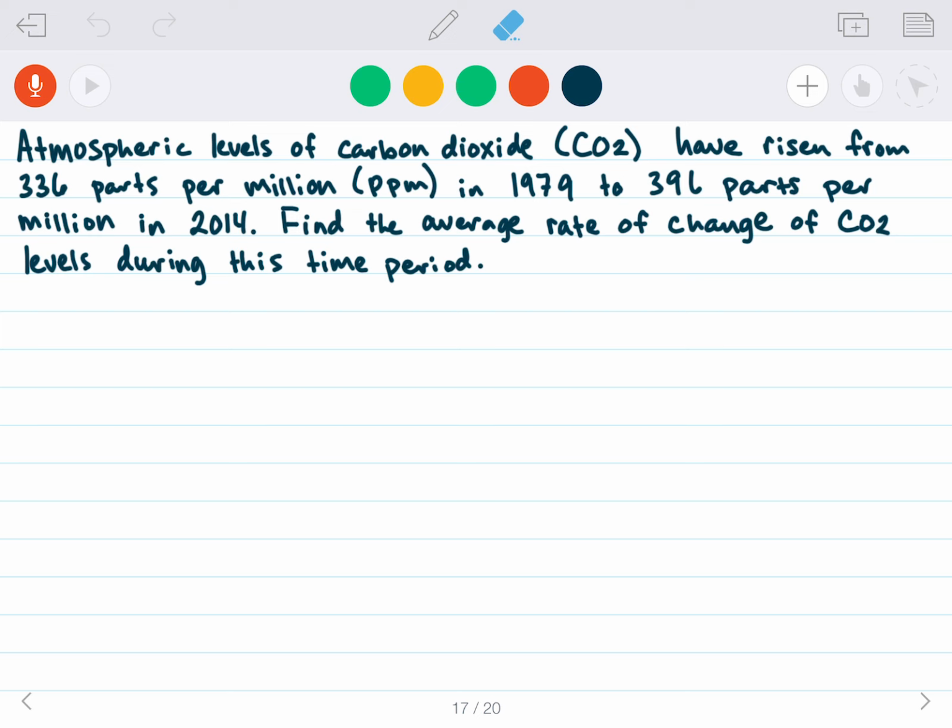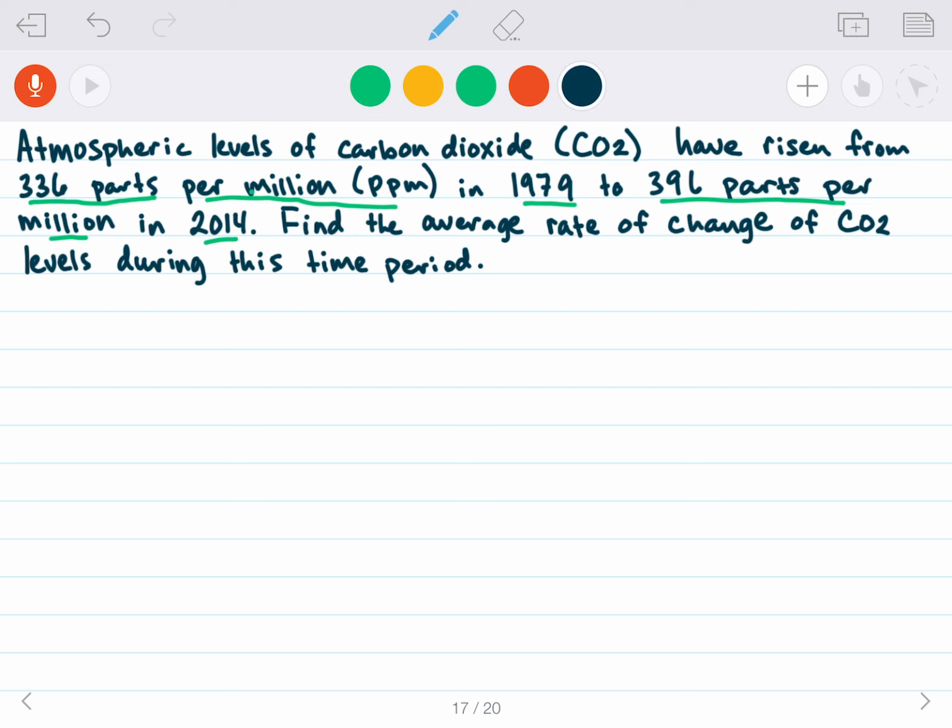All right, let's do some more real-world problems. It says atmospheric levels of carbon dioxide have risen from 336 parts per million in 1979 to 396 parts per million in 2014. And we want to figure out the average rate of change of the carbon dioxide levels during that time period. All right, so we need to figure out what is A, B, f of A, f of B, all that kind of stuff.